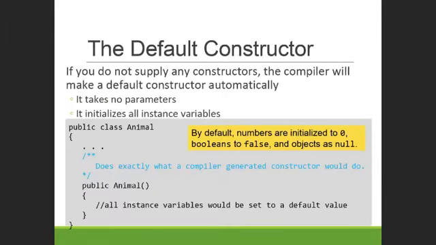The default constructor takes no parameters and initializes all the instance variables to default values. So if we have a number, it's going to default those instance variables to 0 or 0.0. If we have a Boolean, it's going to initialize it to false. And if we have any objects or strings, it will initialize it to null. So this guy right here is our default no argument constructor, no arguments as parameters into this constructor.